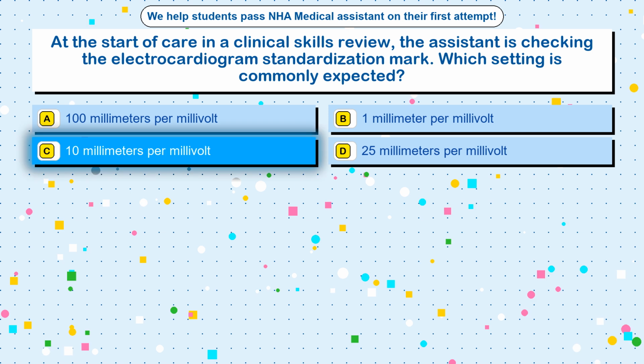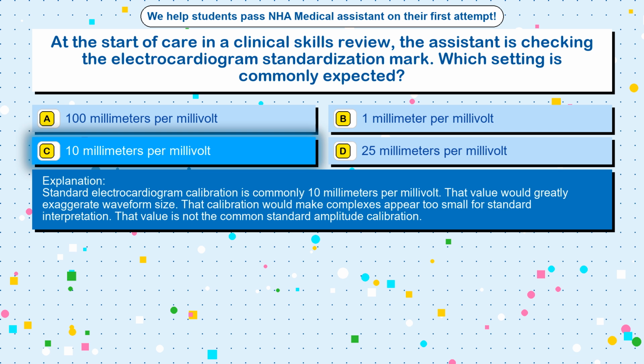The correct answer is option C, 10 mm per millivolt. Standard electrocardiogram calibration is commonly 10 mm per millivolt. That value would greatly exaggerate waveform size. That calibration would make complexes appear too small for standard interpretation. That value is not the common standard amplitude calibration.